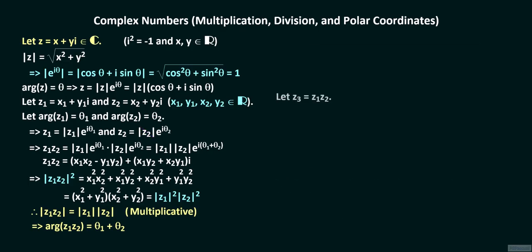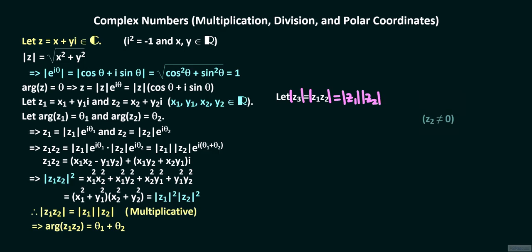Let z sub 3 be equal to z sub 1 times z sub 2. Then the absolute value of z sub 3 equals the absolute value of z sub 1 times z sub 2, which, as we had just seen, is the absolute value of z sub 1 times the absolute value of z sub 2.